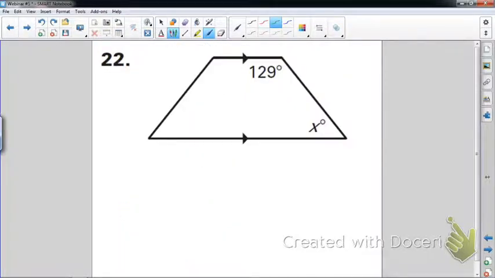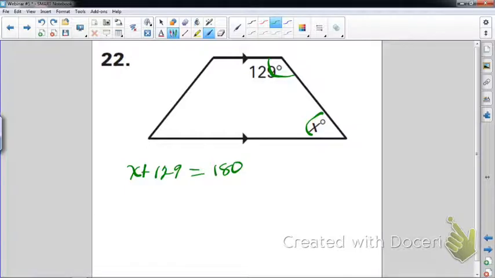And here's another example. Again, we want to figure out what x is. We know that this is a trapezoid. We don't know if it's an isosceles trapezoid, but we do know that it's a trapezoid, so I can take this angle and add it to this angle and then set it equal to 180. So we have x plus 129 that is equal to 180.